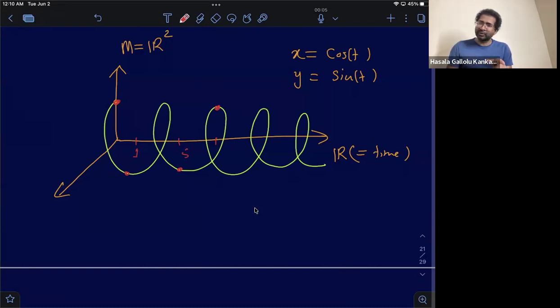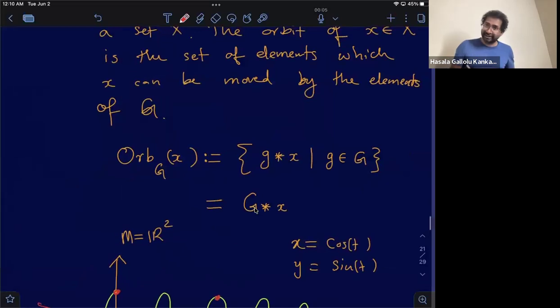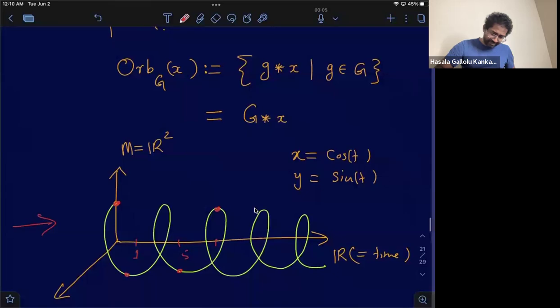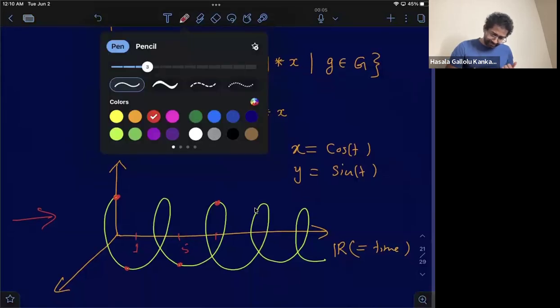But the orbit is none other than just muting this R dimension, the time dimension, and seeing what's really happening if you watch it from this end. So look at this. The orbit does not say what each and every value would do. What it says is the collective action of the group. So that collective action of the group is none other than, now let's use a different color.